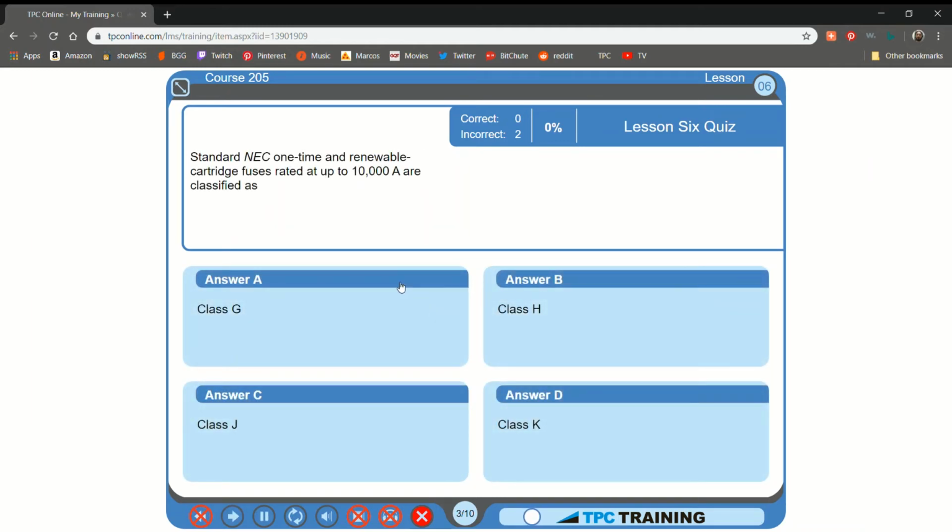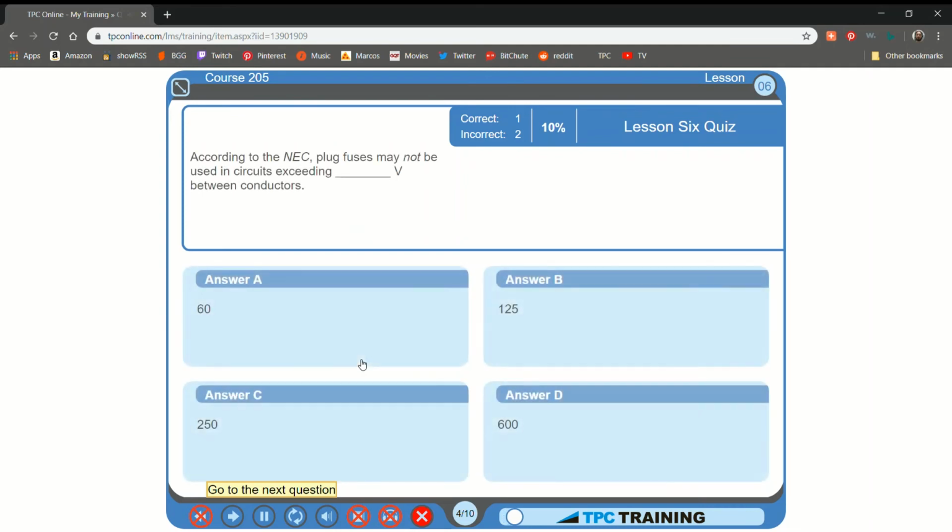Standard NEC one-time and renewable cartridge fuses rated at up to 10,000 amperes are classified as A. Class G, B. Class H, C. That is correct. According to the NEC, plug fuses may not be used. That is correct.